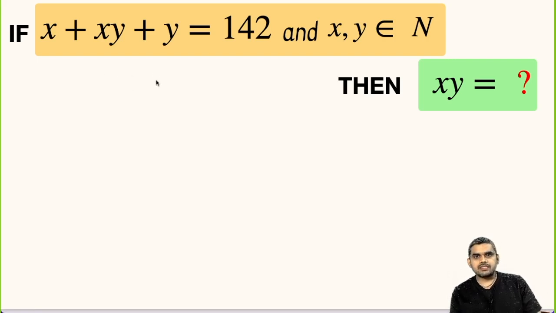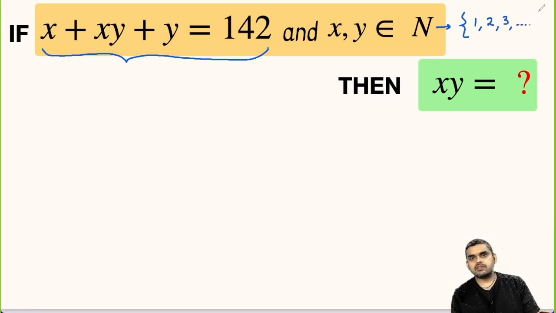So this is one of the challenging problems which are frequently asked in many examinations. So we will today try to understand how we can solve this kind of questions. So here we are given x plus xy plus y equals 142, and x and y belong to natural numbers. Natural numbers are the numbers starting with 1, then the next is 2, then 3, and so onwards up to infinity. So here we have to find the value of x times y.